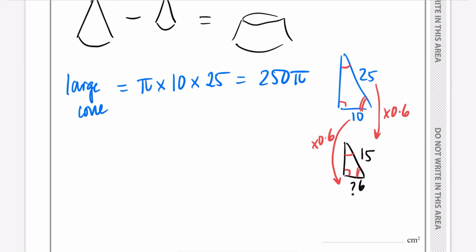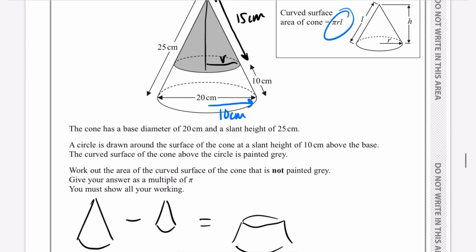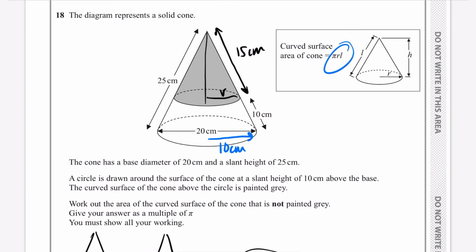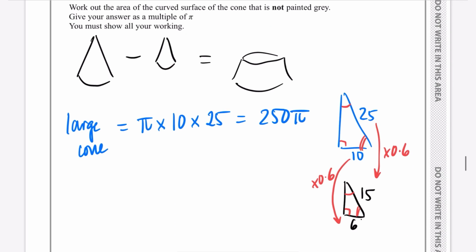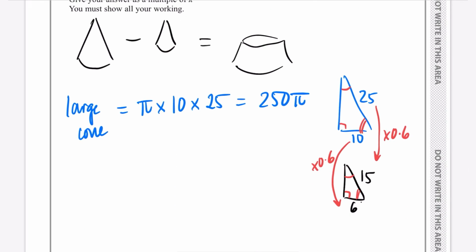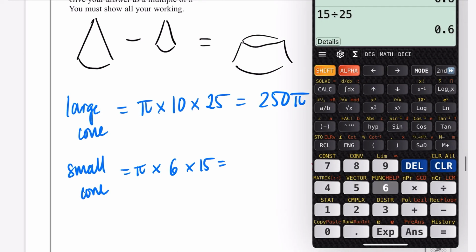It's getting a bit messy. Let's tidy this. So it is 6 centimeters. So by going back up to this diagram, we now know that the radius is 6 centimeters. So I've got the pi, I've got the radius is 6, and I've got that the length is 15. So for the small cone, I can do pi multiplied by the radius, which was 6, and the curved part here. So I'm going to do the 6 times 15 just to check it. It's 90, so it's 90 pi.